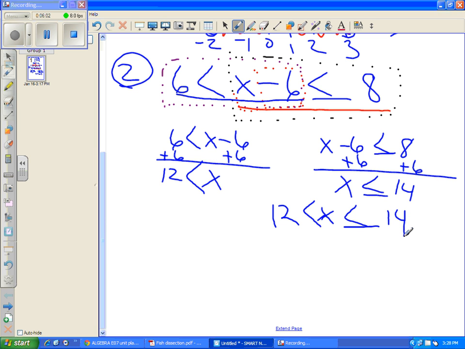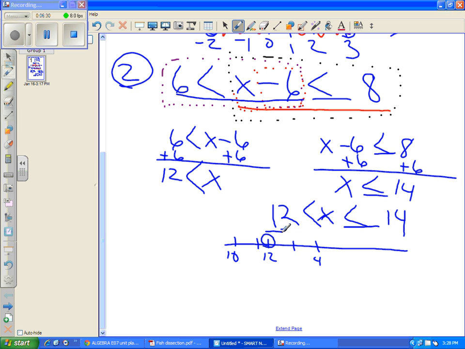Now that we have that, let's put it in the number line format just to show you what this looks like. Here's 10, here's 12, 13, 14. In this case, the circle at 12 means it's greater than but not equal to, so it's an open circle. And if x is greater than 12, then you know it goes this direction.